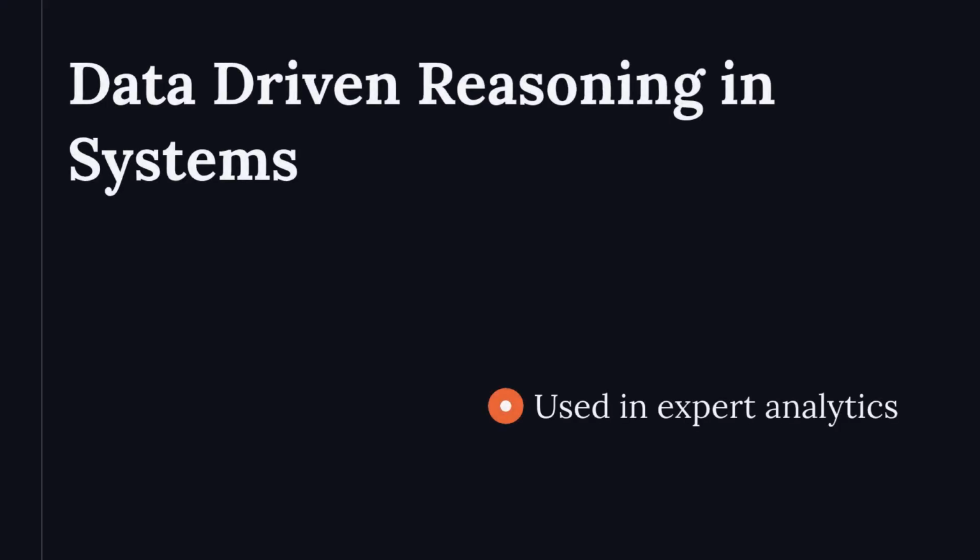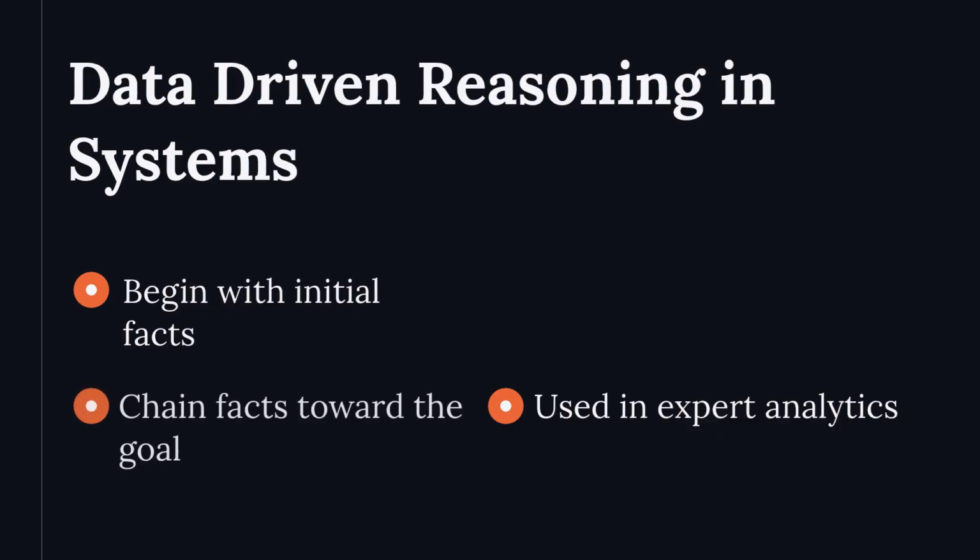Data-driven reasoning starts from known data and applies inference rules to reach conclusions. In forward chaining, a system begins with initial facts and derives new facts step by step until a goal is reached. The material links this approach to expert systems and predictive analytics.